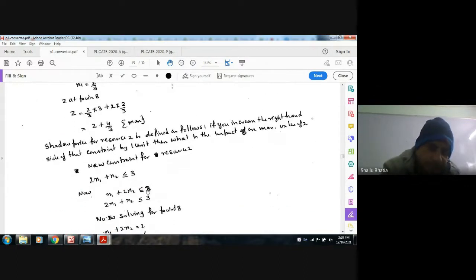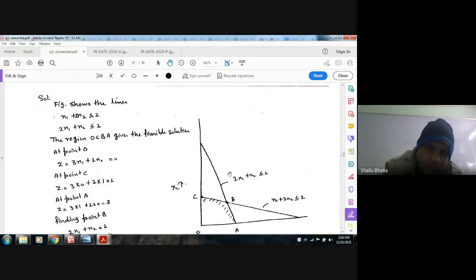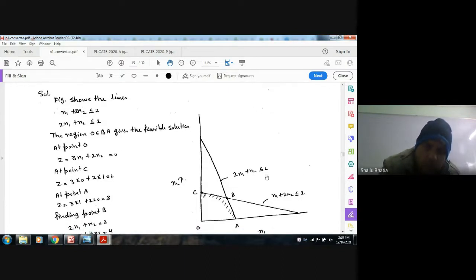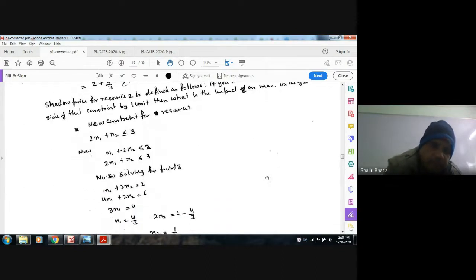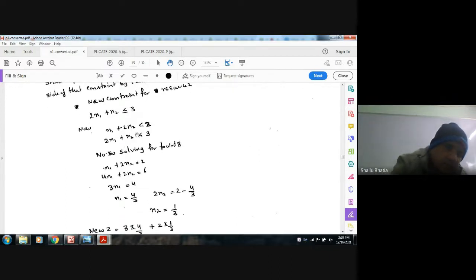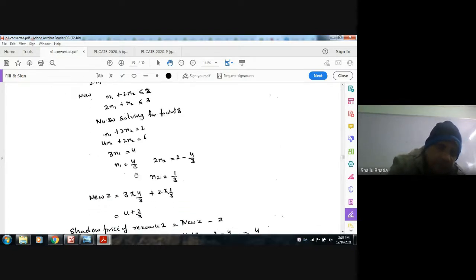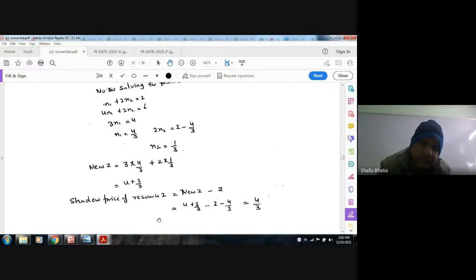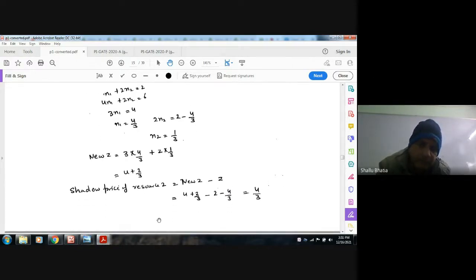So the second constraint is 2x1 + x2 ≤ 2. Now when it is increased by 1 unit, it will become 2x1 + x2 ≤ 3. Now solving these two conditions for point B, we will have x1 equal to 4 by 3 and x2 equal to 1 by 3. So Z is equal to 4 plus 2 by 3. So the difference in Z is the shadow price.